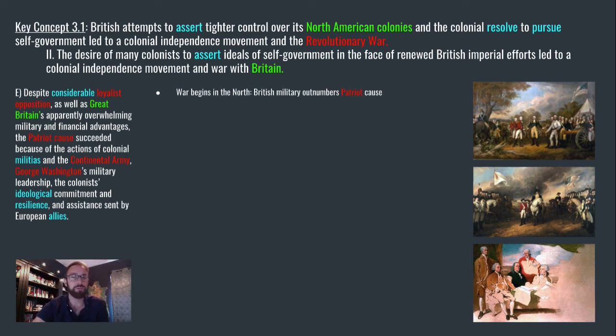The Patriot cause was mostly going on in, do you remember? New England. It was going on in New England. The South was still having their slave system. They weren't really going to benefit from this revolution as much. And in the beginning, because the British military outnumbered the Patriots, that meant that it was more difficult for the Patriots to make any progress.